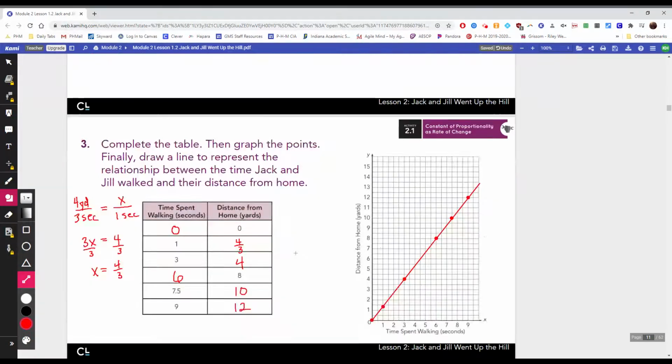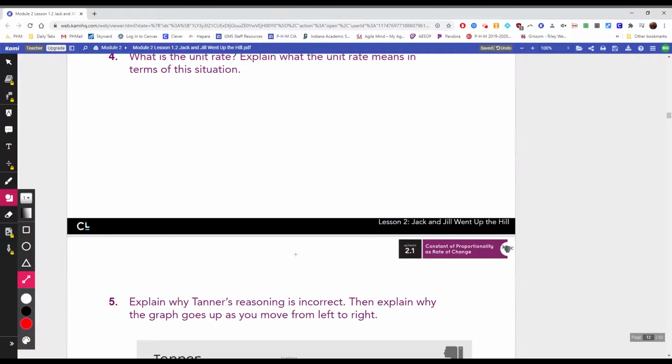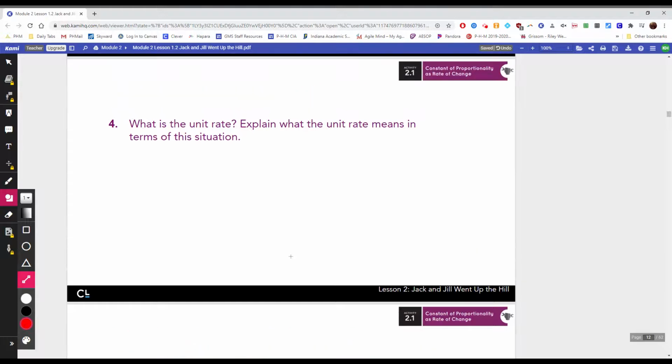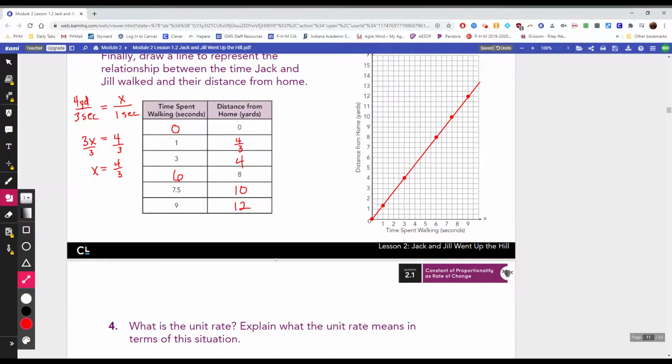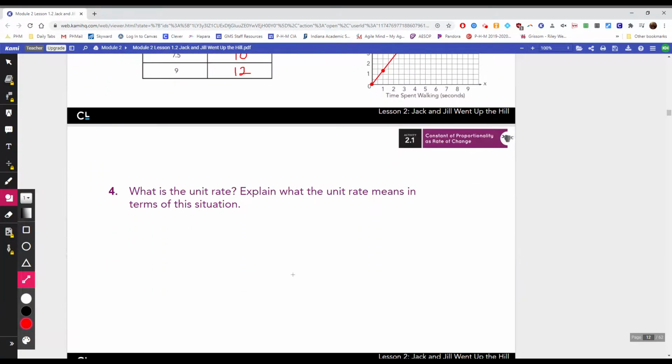So now we're going to turn the page to page 26. What is the unit rate? And explain what that unit rate means. So let's look back at our table. Unit rate, yards per 1 second, which is actually right here in the table. So the unit rate is 4/3. 4/3 is the unit rate.